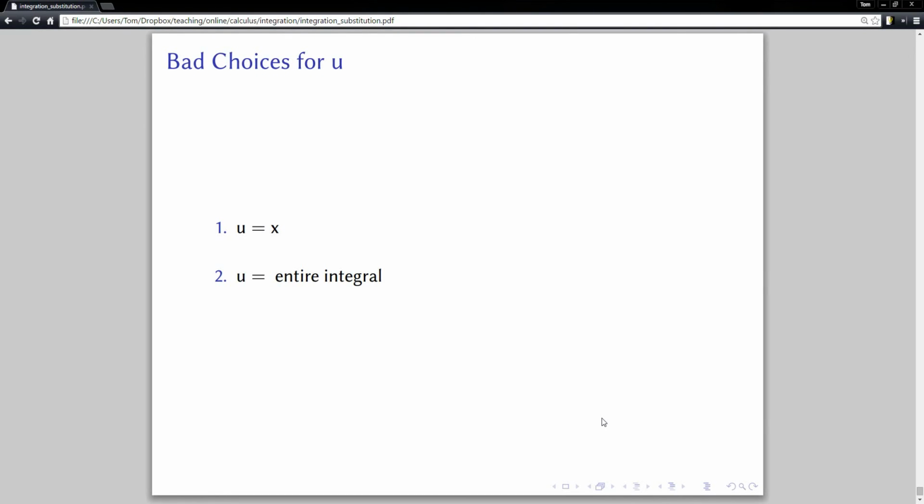All right, and that's about it for integration by substitution. We'll take a look at a few examples of how that goes after this.